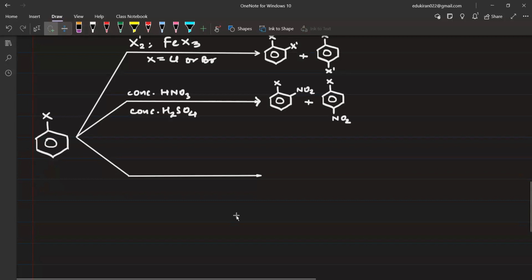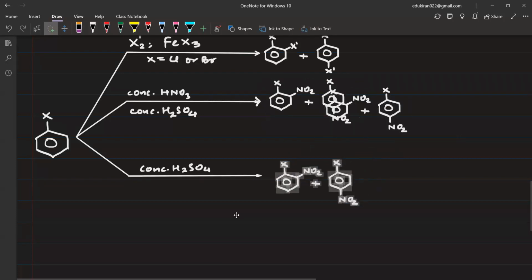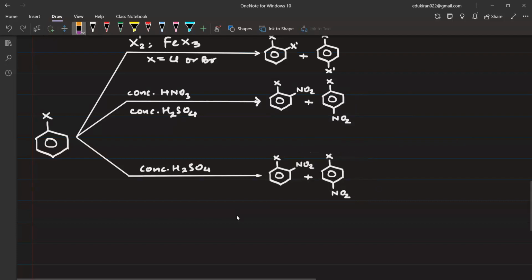Next, we are going to look at sulfonation, and in sulfonation, we are going to use concentrated H2SO4. And when we use concentrated H2SO4, we are going to get SO3H in the ortho and in the para position. In the ortho position, we are going to get SO3H, and here also we are going to get SO3H.